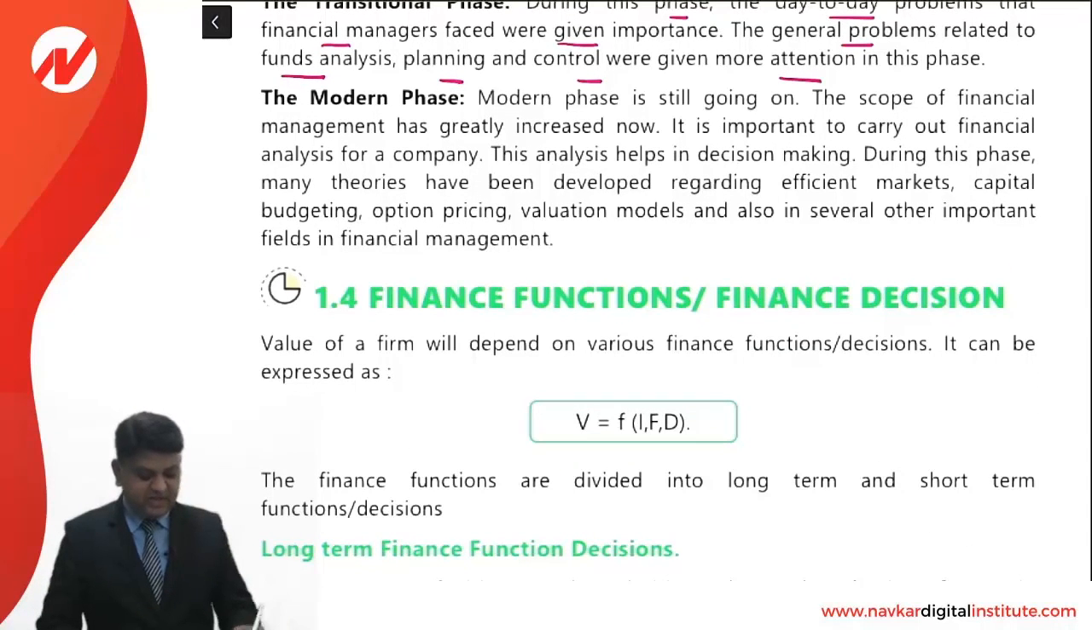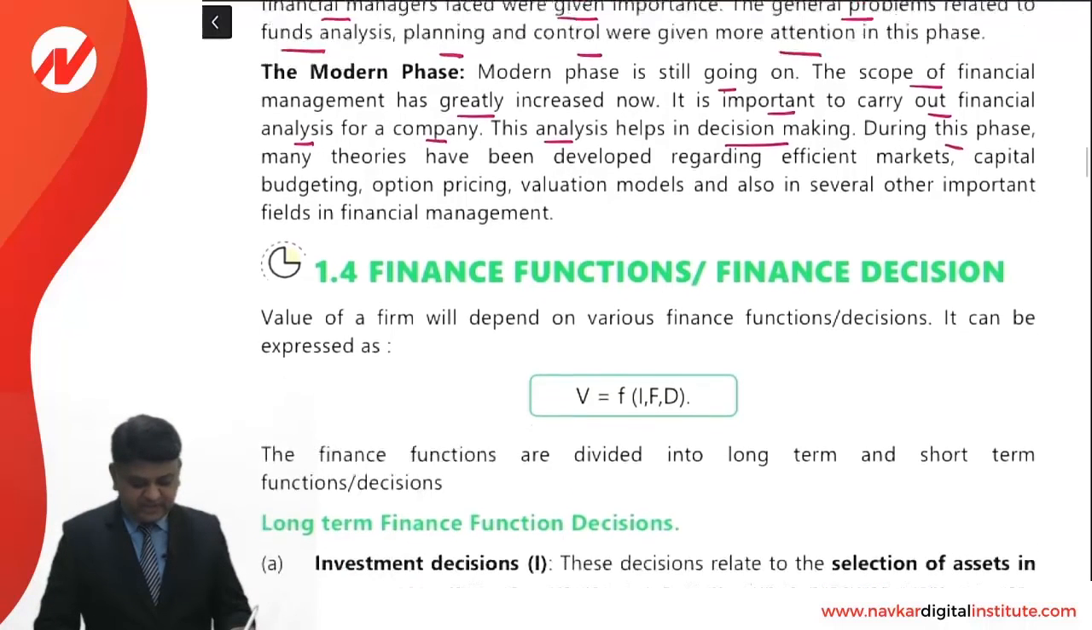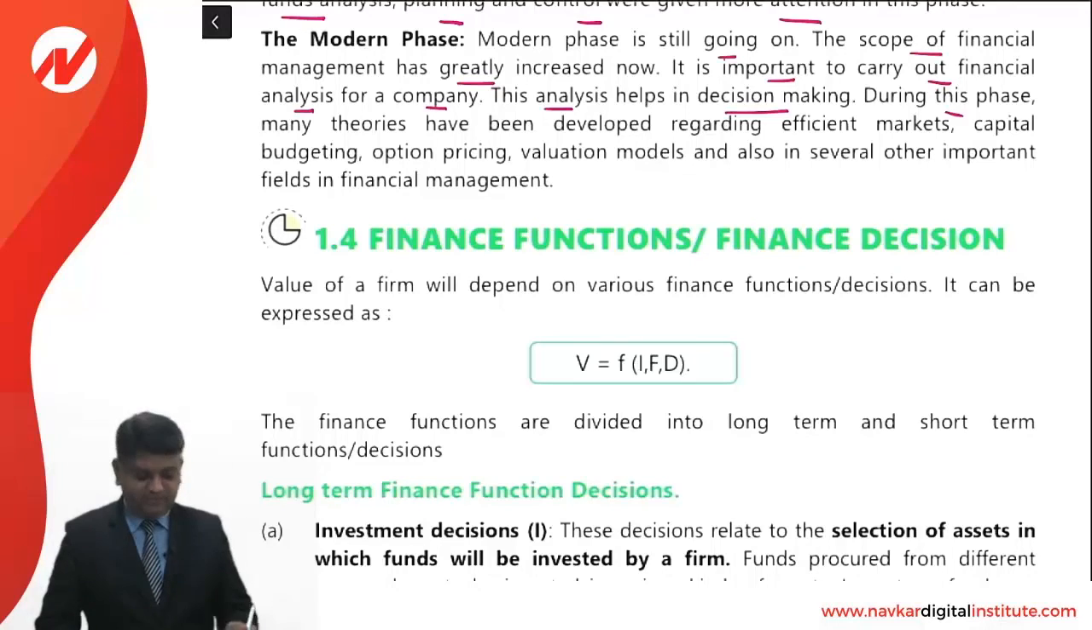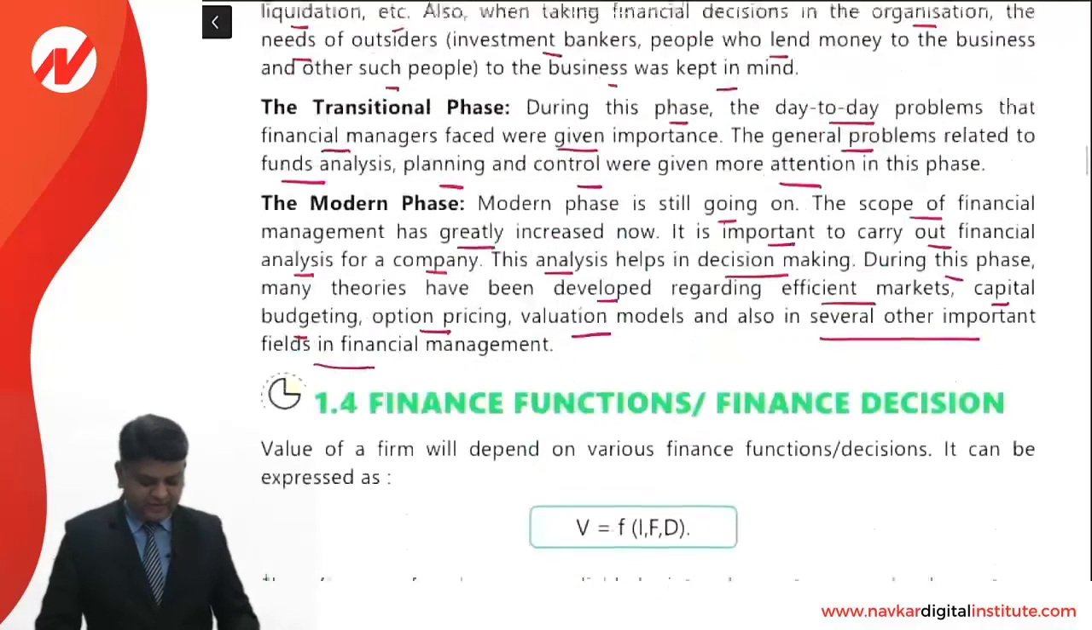Modern phase is still going on. The scope of FM has greatly increased now. It is important to carry out the financial analysis for a company. This analysis helps in decision making. During this phase, many theories have been developed regarding efficient markets, capital budgeting, option pricing, valuation models. It also serves in several other important fields in financial management.